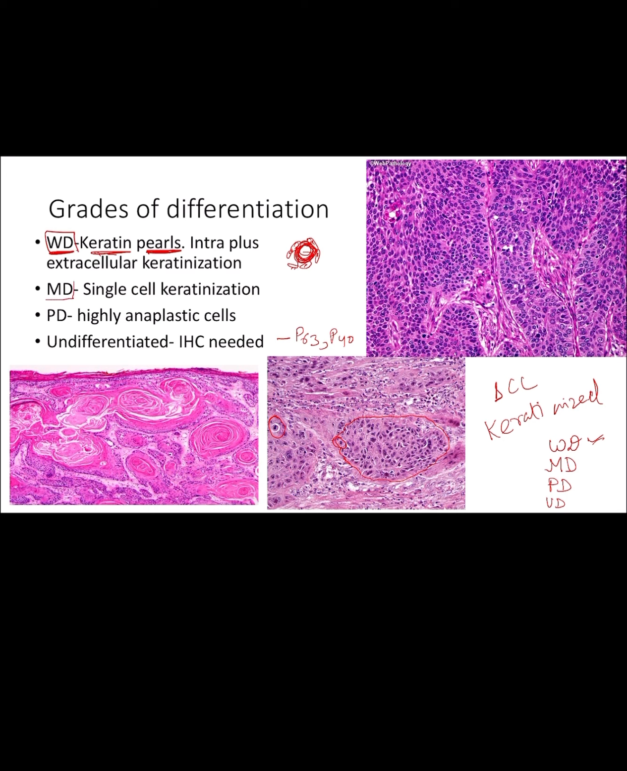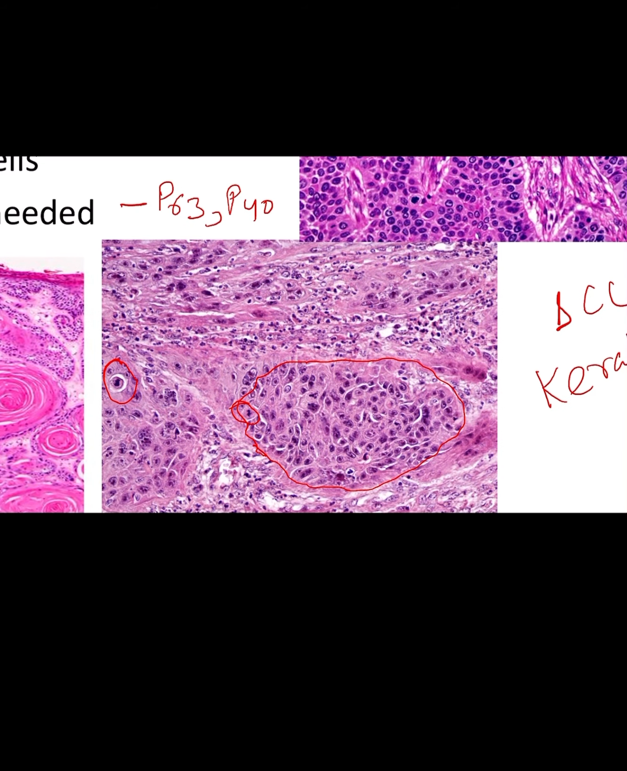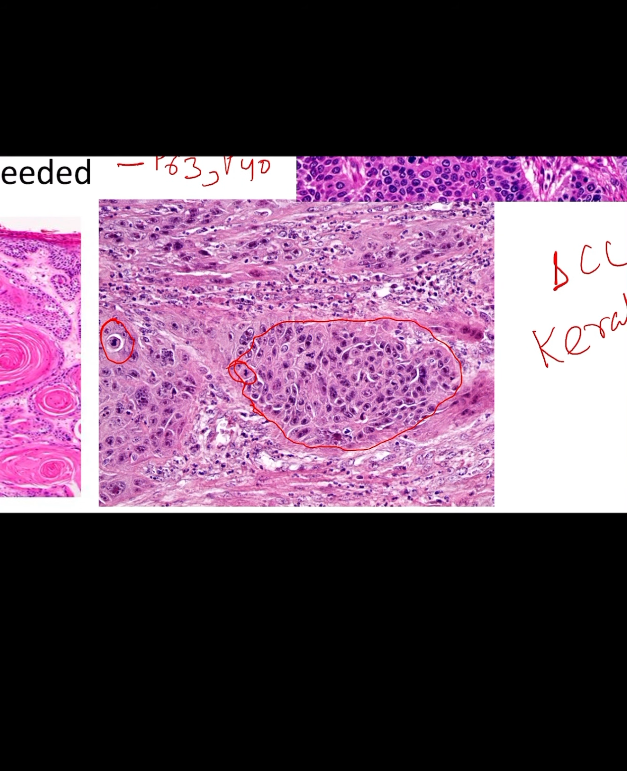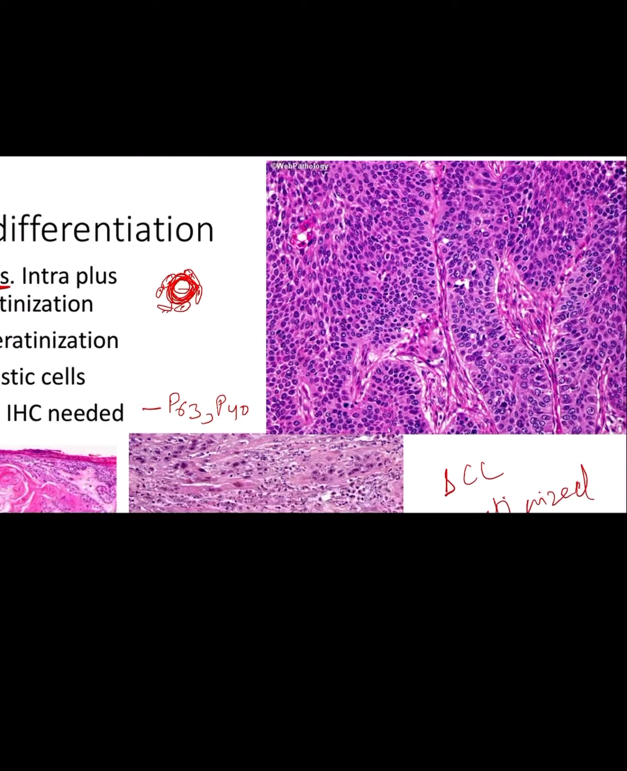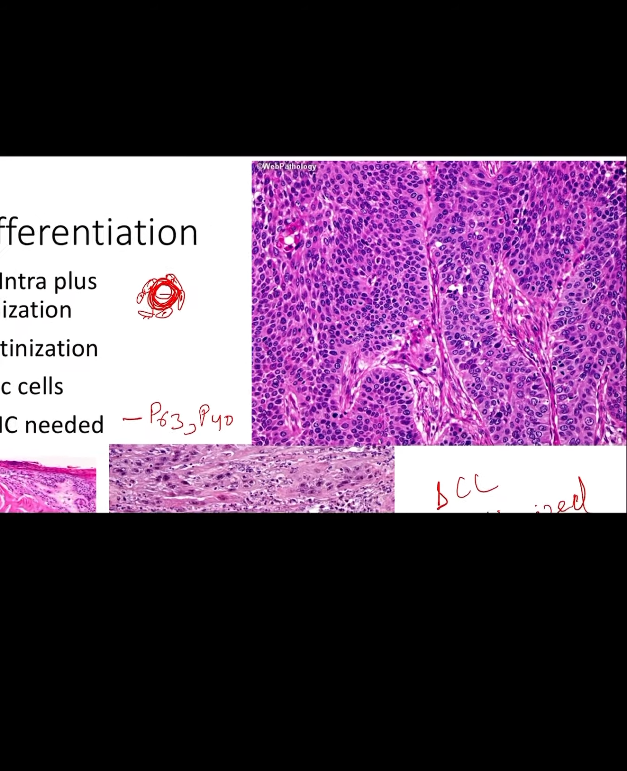Moderately differentiated SCC produces a lesser amount of keratin than the well differentiated, and individual cell keratinization will be seen, like in this picture. The individual cells have a central nucleus and abundant dense eosinophilic cytoplasm. So keratinization will be seen mostly in an intracytoplasmic location, and there will be fewer keratin pearls compared to the well differentiated. In poorly differentiated, the keratinization will be very scarcely seen. It has the least amount of keratinization, and keratin pearls are not seen.